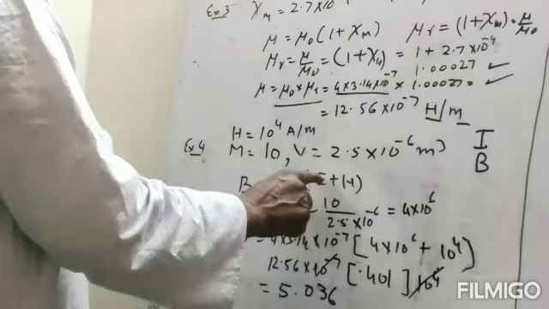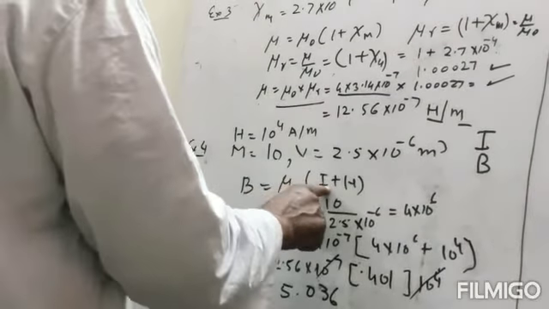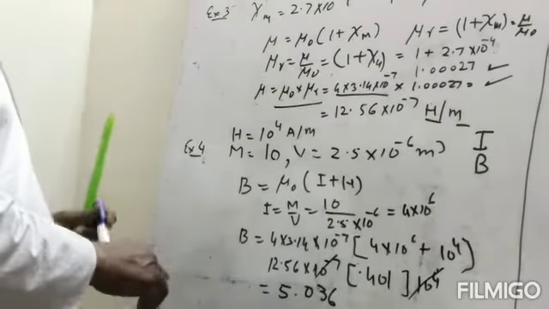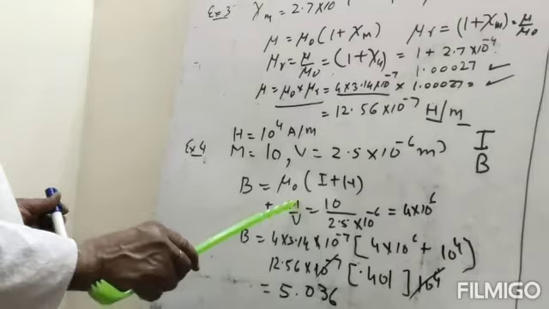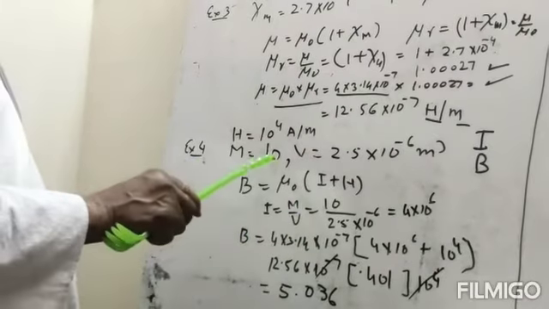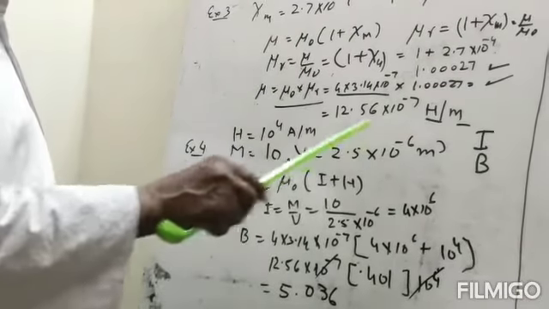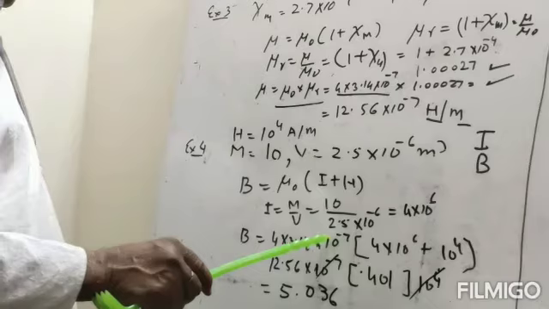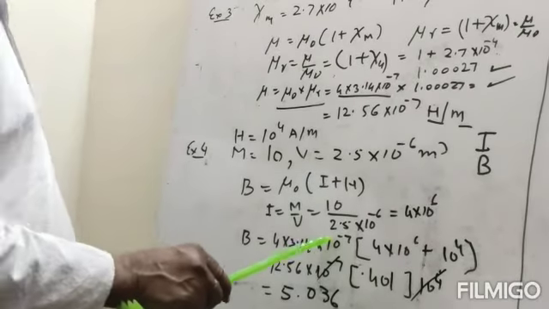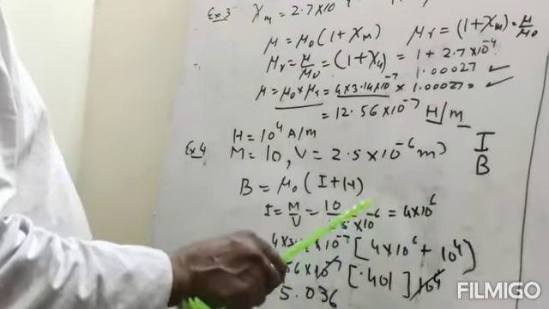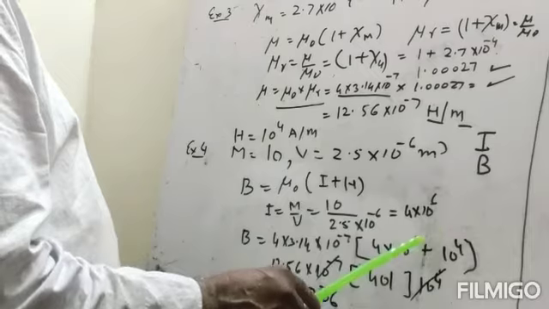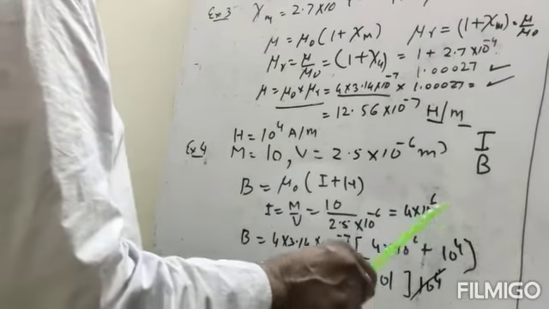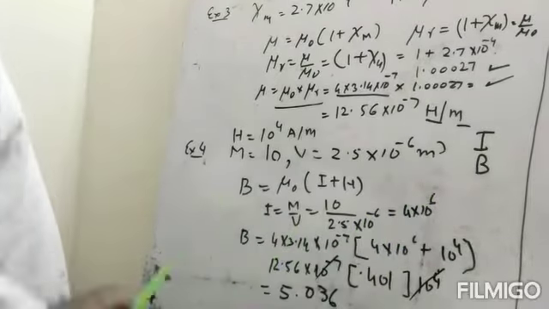Now what will be I? I will be equal to intensity of magnetization. Intensity of magnetization is magnetic moment per unit volume. We know the magnetic moment is 10. Volume is this. We divide it. So 10 divided by 2.5 into 10 raised to minus 6. This will be equal to 4 into 10 raised to power 6. This value will come for I.